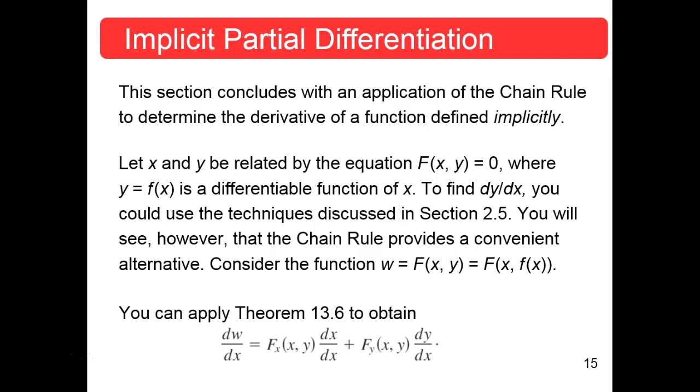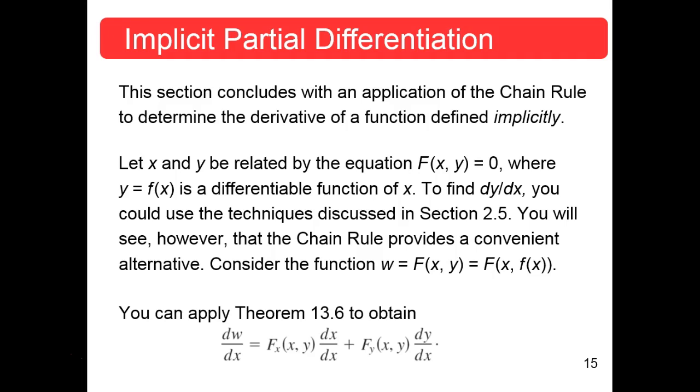So dw dx, okay? That would be the partial of f with respect to x. That's a function of x and y. Times dx dx. Well, that's just 1, because that's only a function of x. Plus, though, the partial of f with respect to y times dy dx. And that's what this one is.